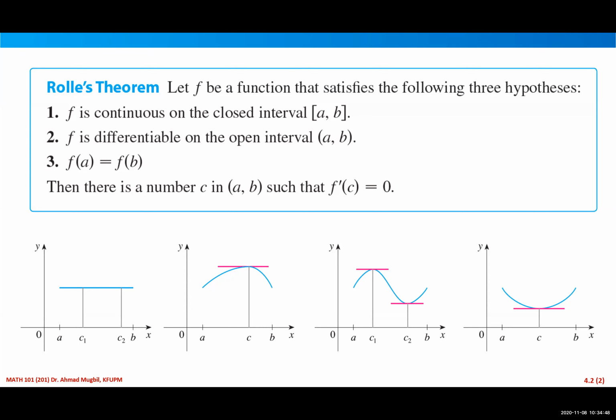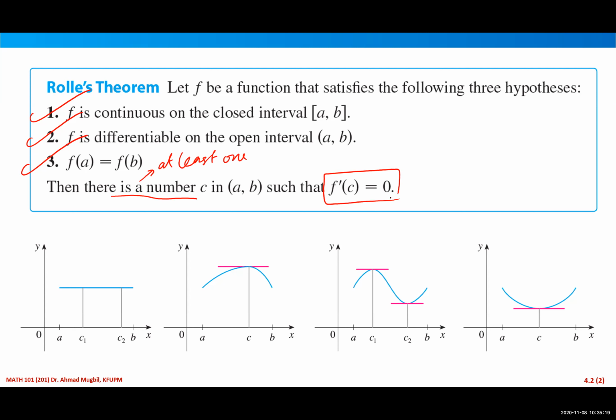The third condition is that the value of the function at the end points are the same. F at A is the same as F at B. If these three conditions are satisfied, then what is the conclusion? Then there is at least one number in this interval such that the derivative of the function there is 0.